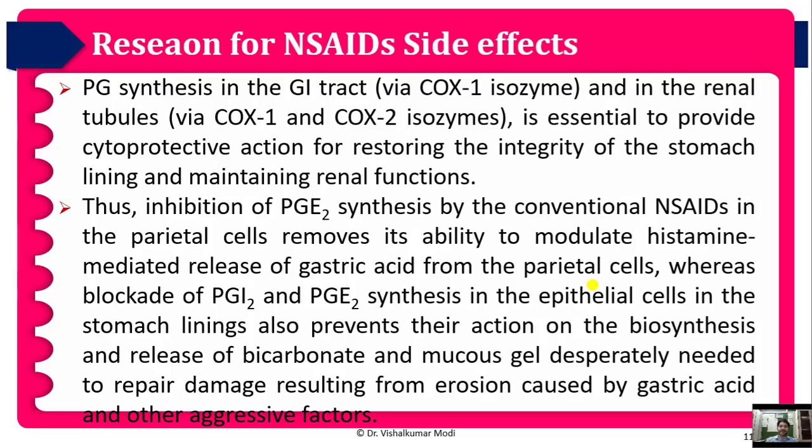So inhibition of prostaglandin E2 synthesis by the conventional non-steroidal anti-inflammatory drugs in the parietal cells removes its ability to modulate histamine mediated release of gastric acid from the parietal cells, whereas blockade of PGI2 and PGE2 synthesis in the epithelial cells in the stomach lining also prevents their action on the biosynthesis and release of bicarbonate and mucus gel desperately needed to repair damage resulting from erosion caused by gastric acid and other aggressive factors.